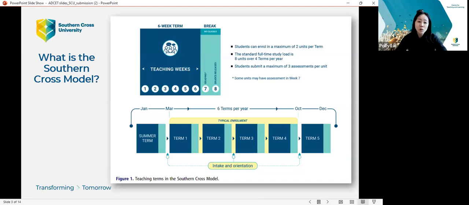So what is the Southern Cross model? In this curriculum redesign, we made the transition from a 12-week semester system to a 6-week term. From the screen, you can see we offer 6 terms per year, and the new students will start from term 1 in early March, and then take 6 weeks to complete. Full-time students will be able to enroll in 2 units for each term, but sometimes based on their capacity, they may enroll in only 1 unit. However, they need to complete 8 units per year. That's the full-time student requirement.